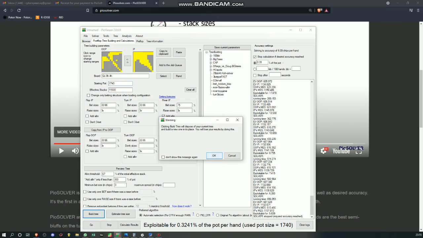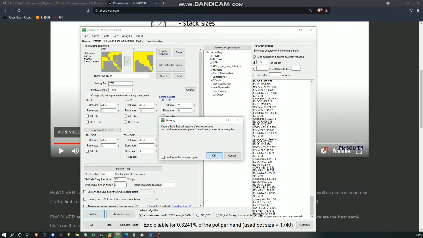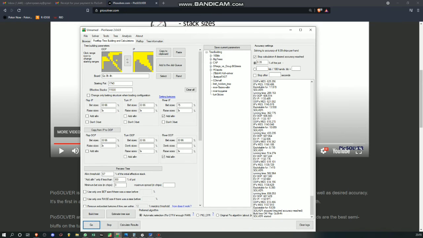And we are going to solve this particular tree. So I'm going to build it. I've already built it and solved it, and you can build it again if you want. I'm going to build the tree again, and we're going to solve. So it has started. It will take a minute to solve.